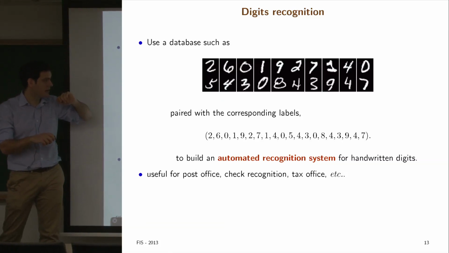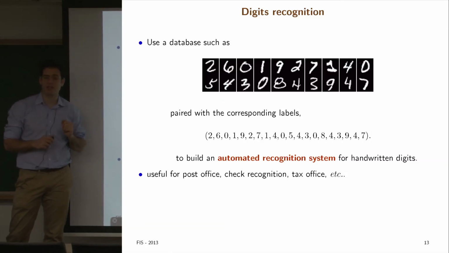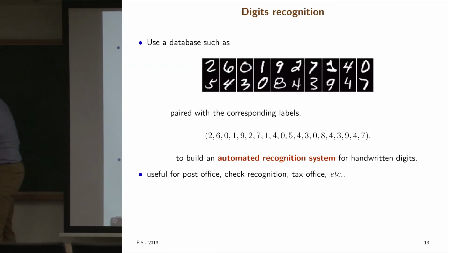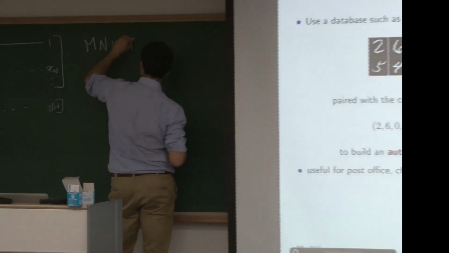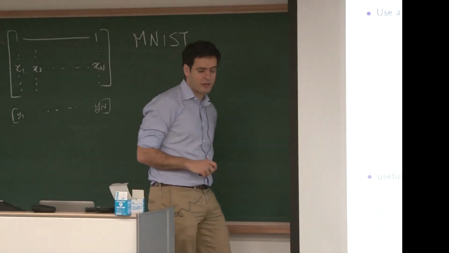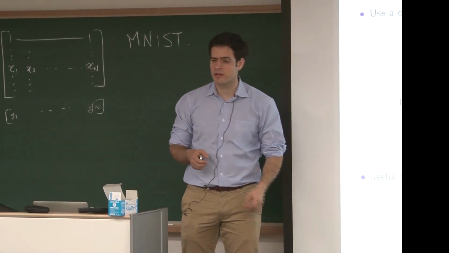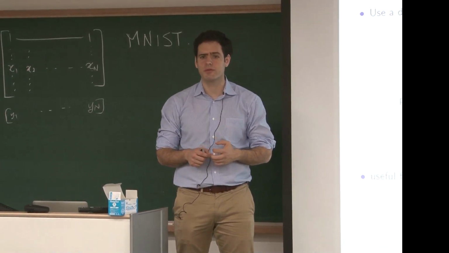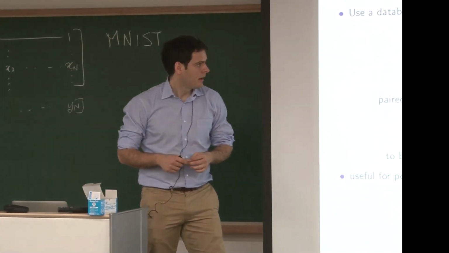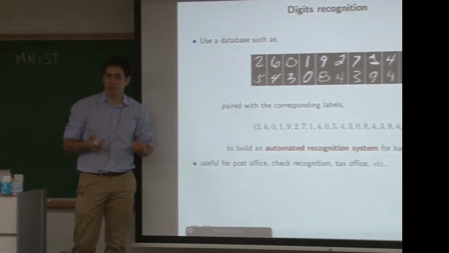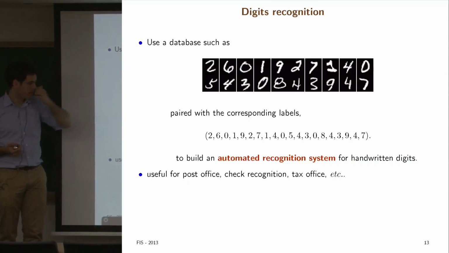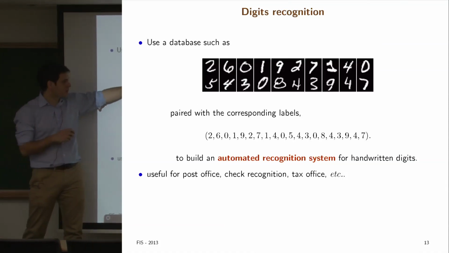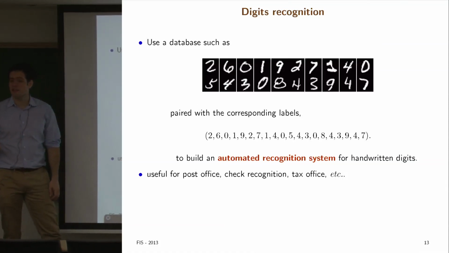Those labels here are taken from a database called the MNIST database. It's a very famous database that has been around for almost 20 years now. It's a database of tens of thousands of handwritten digits. When you look at those, they're all fairly easy for us to guess.